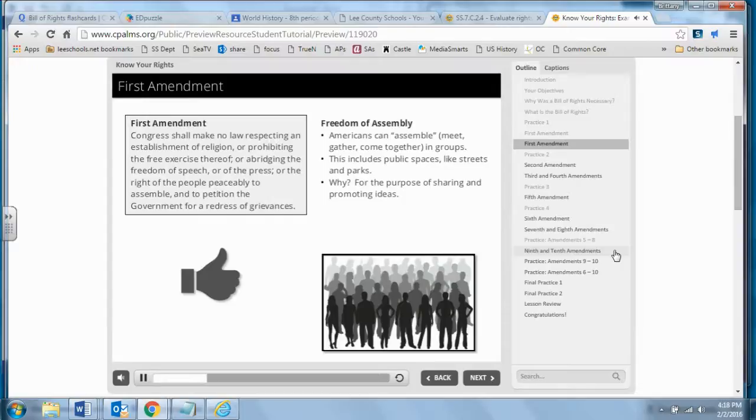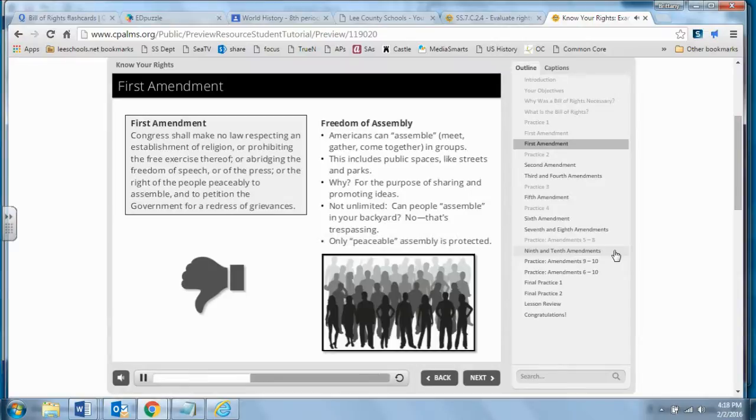Like the others we've learned about, this right is not unlimited. Can a bunch of people decide to assemble in your backyard? No, not unless you allow them. That's your private property, and if they are there without permission, that's trespassing. Do people have the right to assemble if they're throwing things, or tipping over cars? Again, no. Only peaceable assembly is protected by the Constitution. That specific word is used in the First Amendment.